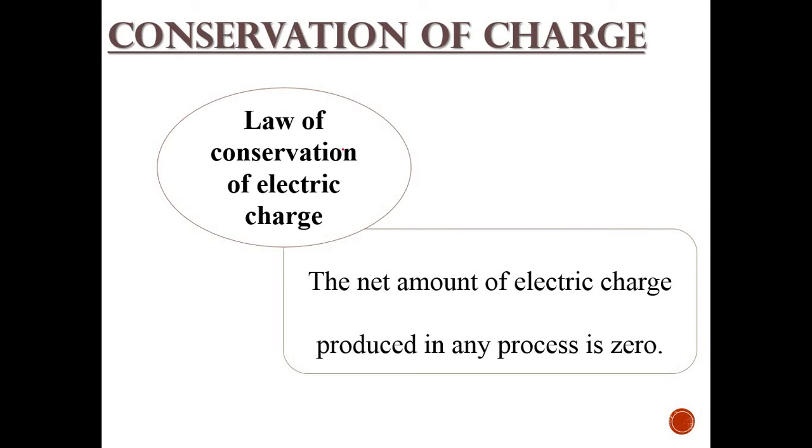So the law of conservation of electric charge states that the net amount of electric charge produced in any process is zero. So the sum of the net amount in and out of electric charge produced in any process is zero. It means that the electric charge is being conserved.